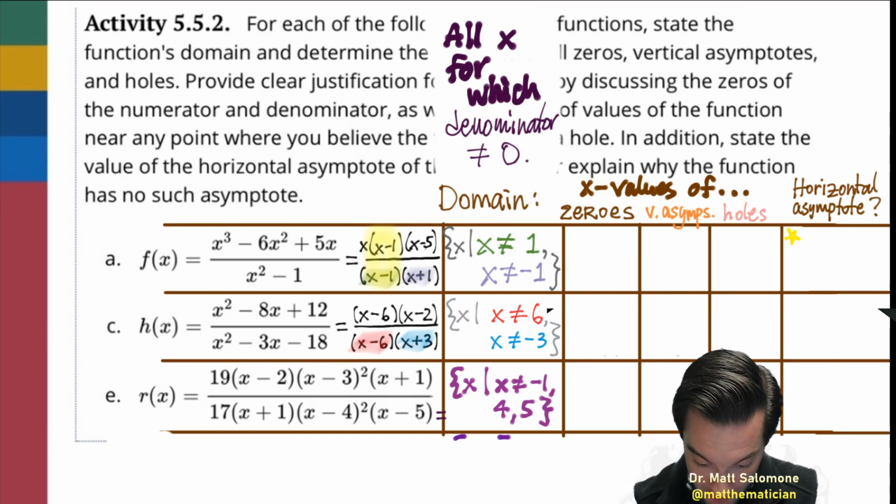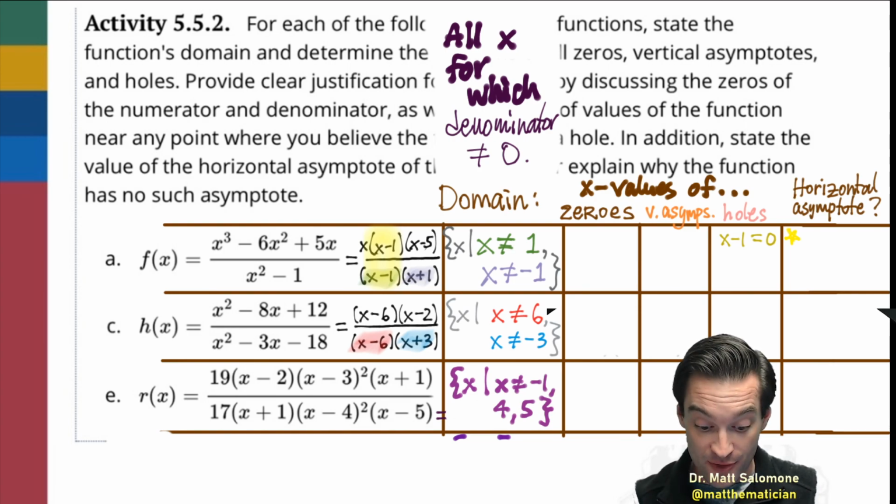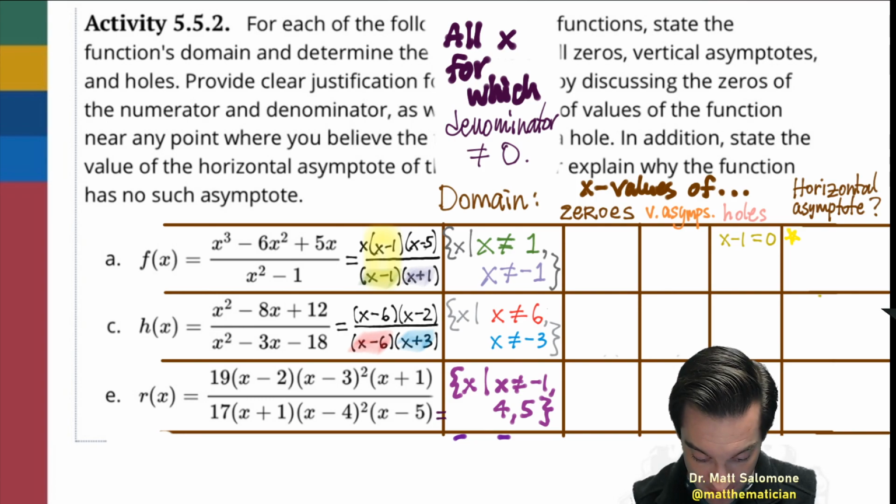So I'm going to write that over here in my holes category. X minus 1 is equal to 0. When that happens, I have a 0 in the numerator and denominator with equal multiplicities in both. And so I'm going to have a hole in my graph at x equals 1.